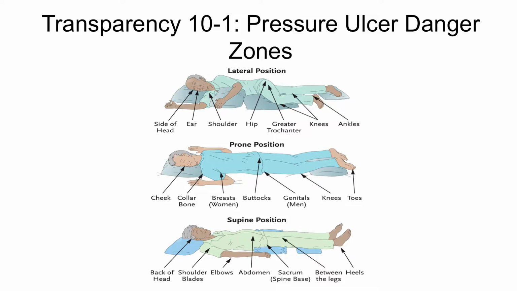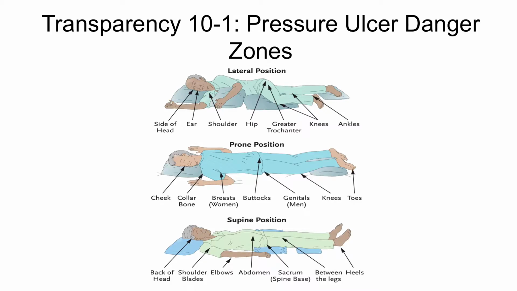So when somebody's lying on their side or a lateral position, if a person stays there for a long period of time, or if they have problems with circulation, then we are actually causing some problems. So that's why we need to be able to turn a client if they are immobile in bed, if they're not able to turn themselves. So on lateral position, the side of the ear, the shoulder, the hip, the greater trochanter, the knees, and the ankles are pressure ulcer danger zones.